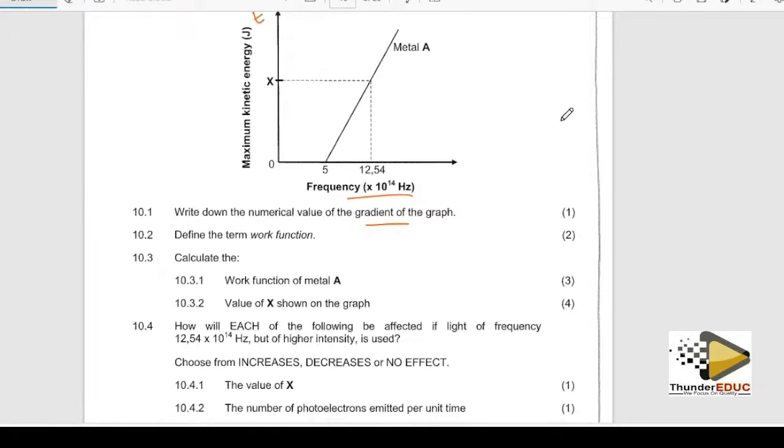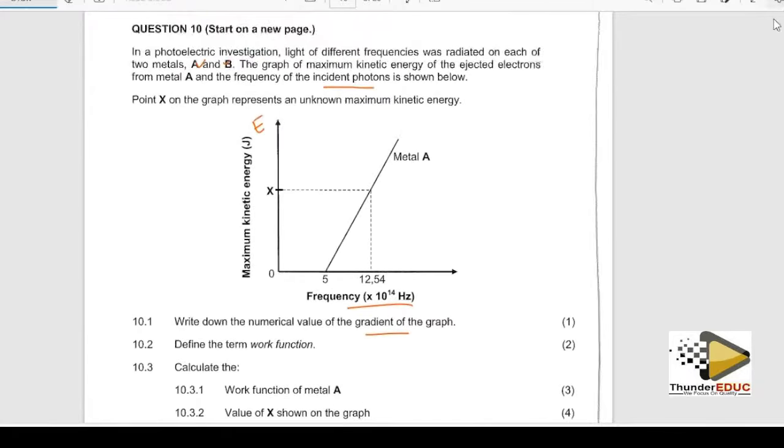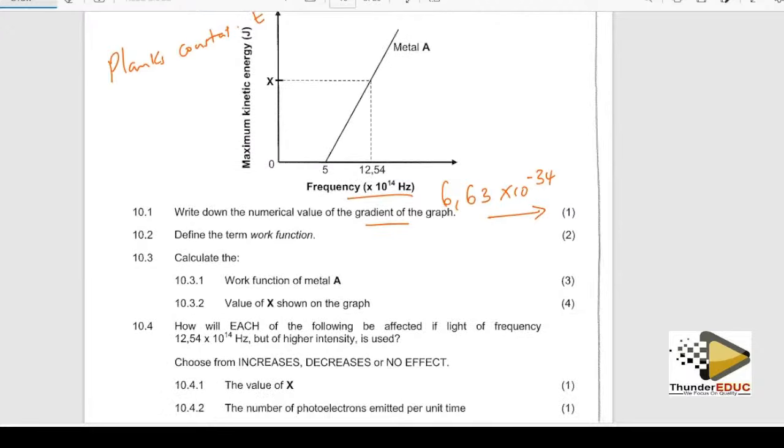In any graph of the photoelectric effect, the gradient is what we call Planck's constant. Planck's constant is usually given as 6.63 times 10 to the negative 34. That is the gradient.